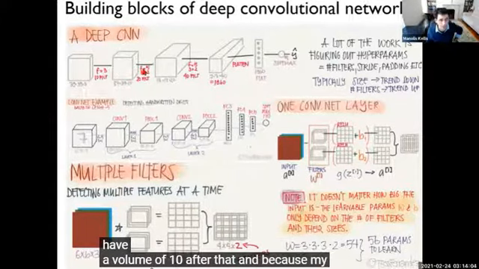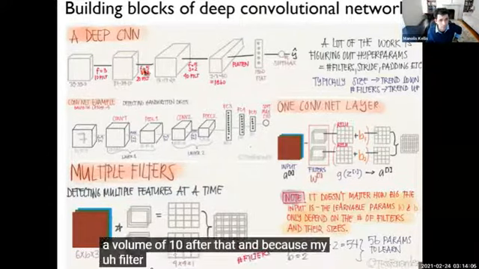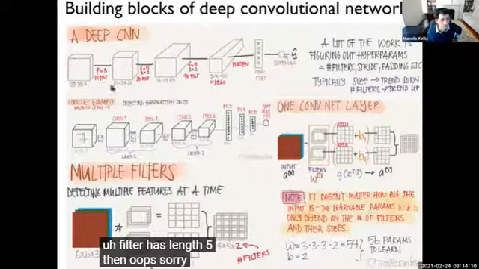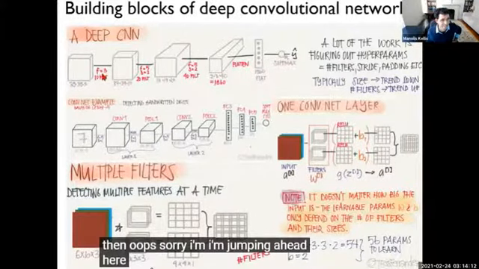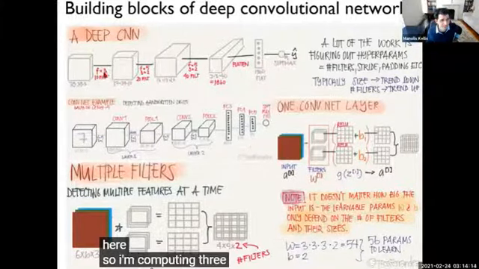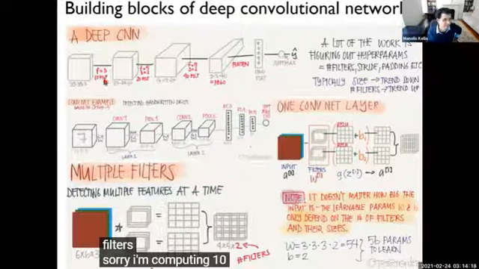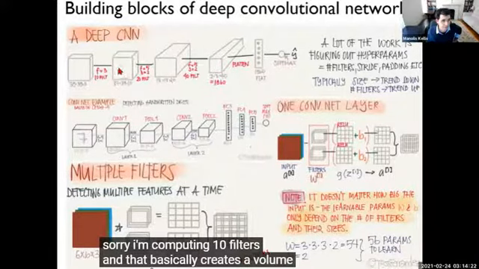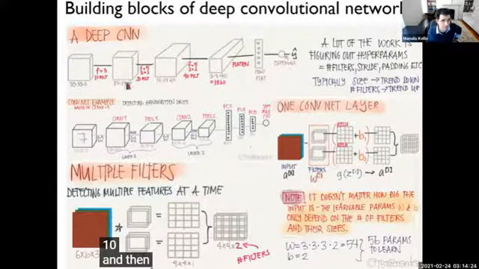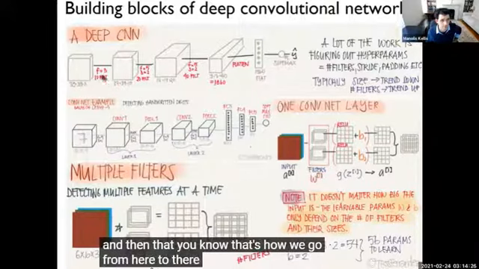And because my filter has length 5, then, oops, sorry, I'm jumping ahead here. So I'm computing 3 features on my 10 filters. Sorry, I'm computing 10 filters, and that basically creates a volume of 10. And that's how we go from here to there.